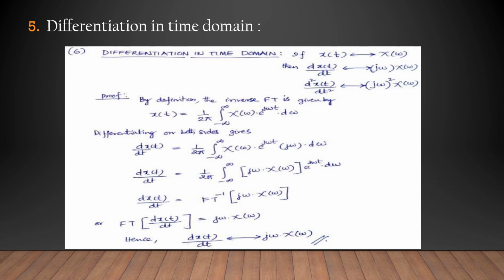By definition, the inverse Fourier transform is given as x of t equals 1 by 2 pi times the integration of minus infinity to plus infinity of X of omega into e power j omega t into d omega. Differentiating on both sides will result in the LHS and RHS of the statement. Therefore, the Fourier transform of dx of t divided by dt is given as j omega times X of omega. Hence proved.